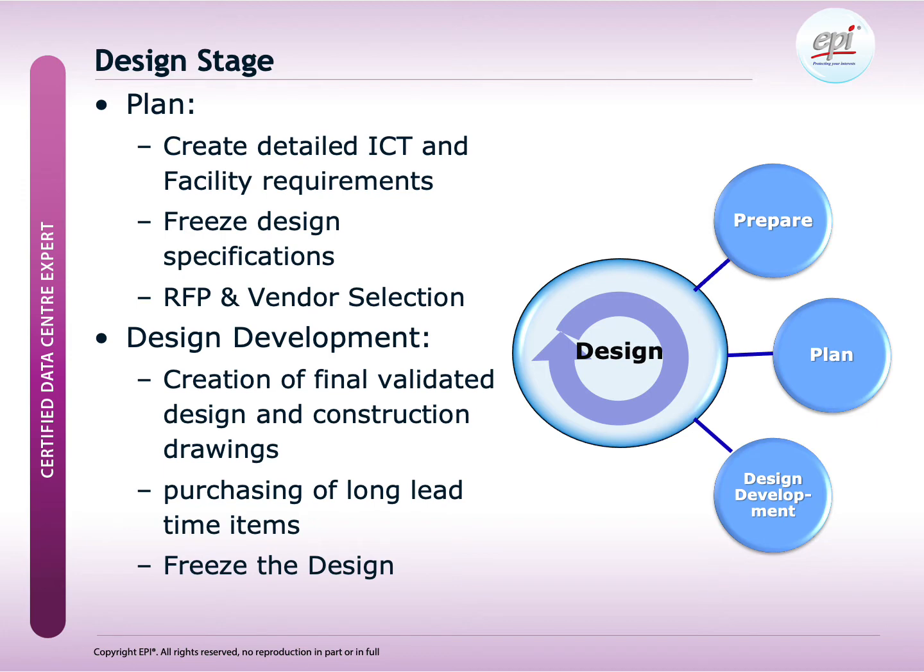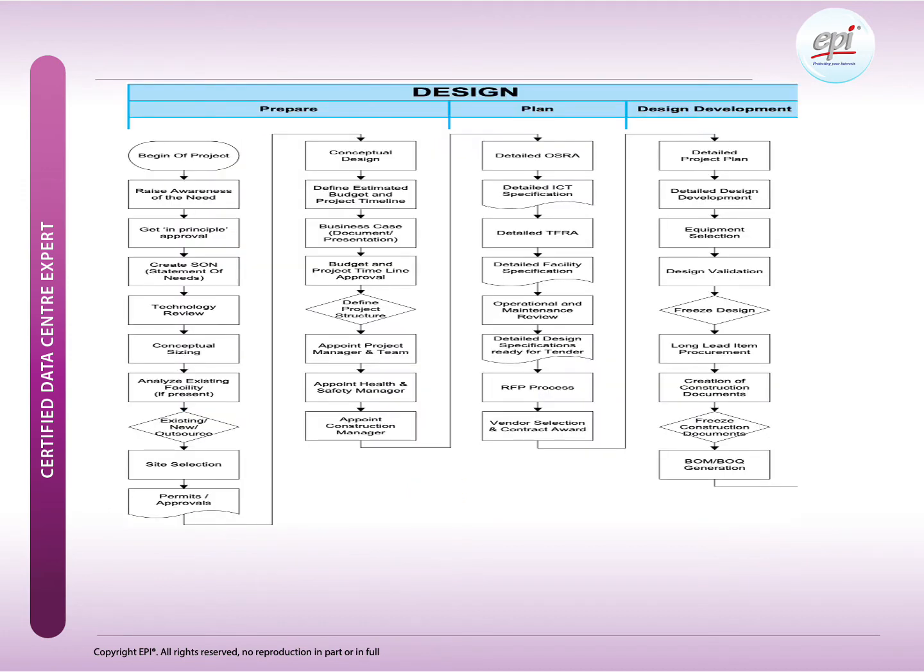The next phase will be design development, where we create the final validated design and construction drawings. Also, long lead time items can be ordered, like generators or transformers. Once the final design is validated and approved, we will freeze the design. This slide shows you the various phases and its activities for the design stage. This structure is also used for the content and sequencing of the CDCE training.